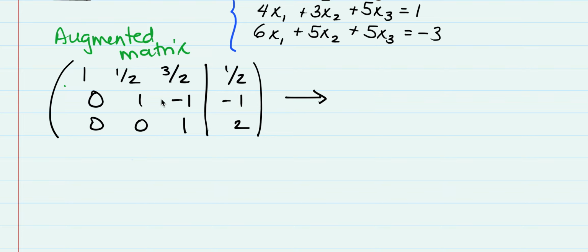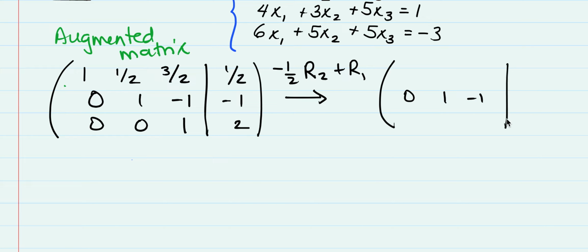So what I'm going to do, notice if I multiply this by a -1/2, I can add it to here and get rid of this number. But I'm also going to have to multiply everything else by a -1/2 and add it to the top. So I'm going to take -1/2 times row 2 and then add that to row 1. Okay, so I'm going to leave row 2 alone. And I'm going to multiply this row by -1/2.